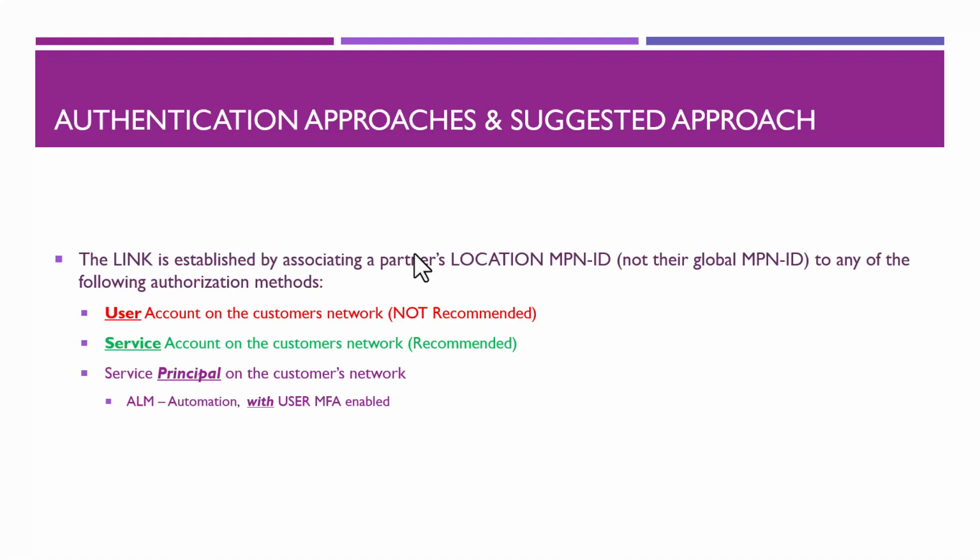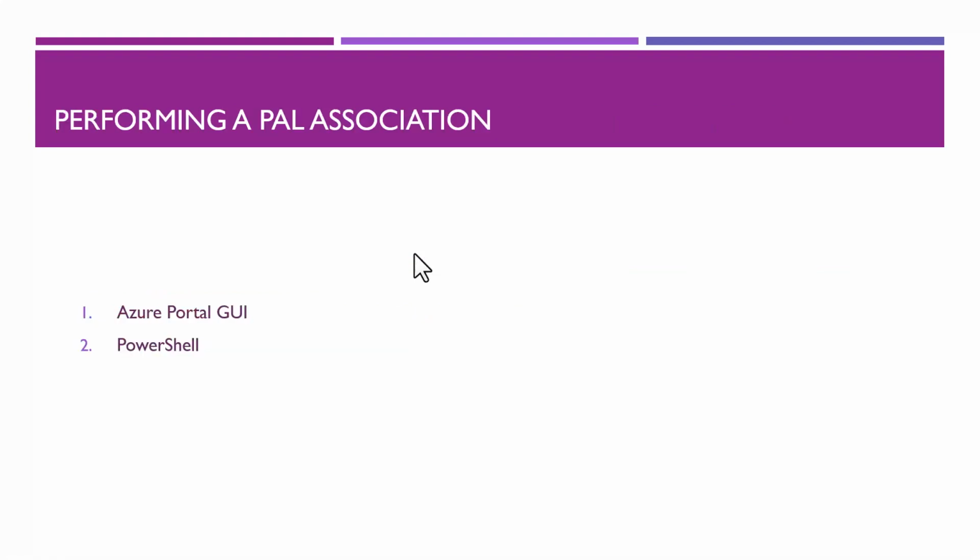And so this is where service principal comes in. It's a special object in Azure that lets you do that. Again, this is the bonus script towards the end of the video. It's neither recommended nor not recommended, but it's a very specific use case, and this is it, as to why you'd need or want to use a service principal. All right, that being said, now we're going to talk about performing a PAL association.